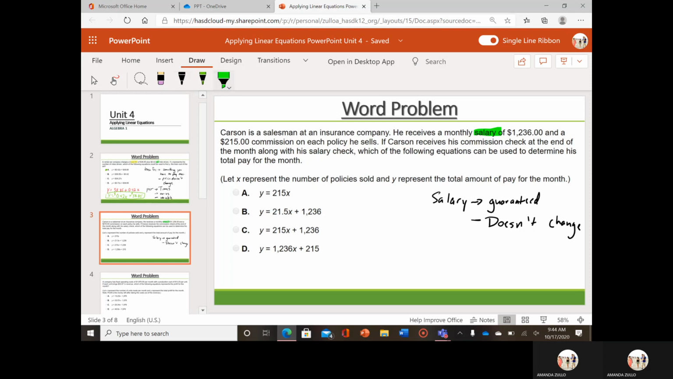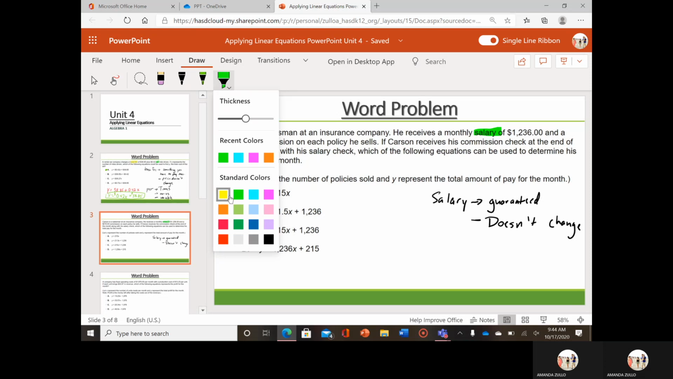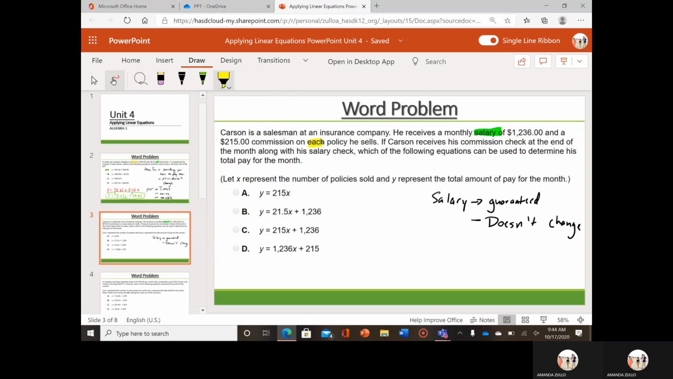Another word that strikes me is the word each. Each works the same as per.